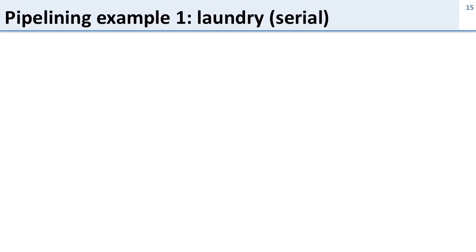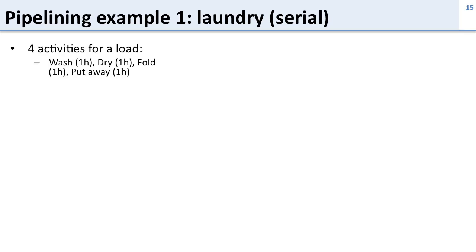And this is a fine example. It's taken from the book, so you can read about it there too. So we've got 4 activities to do laundry. We need to wash the laundry, dry the laundry, fold the laundry, and then put it away. And each of these takes 1 hour. So the question we want to ask is, how long will it take us to do 4 loads of laundry?